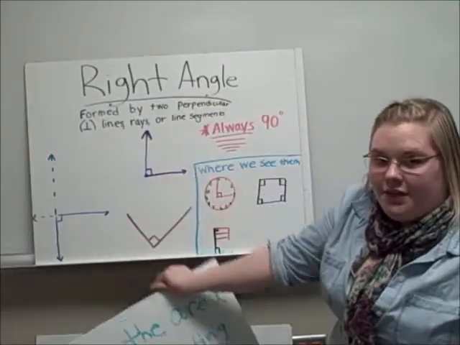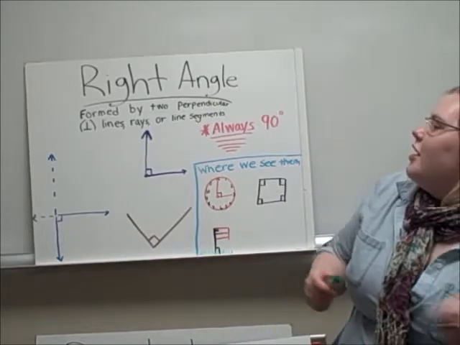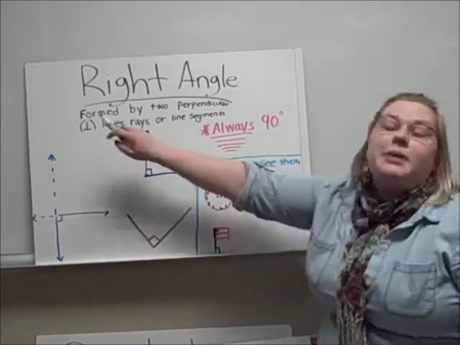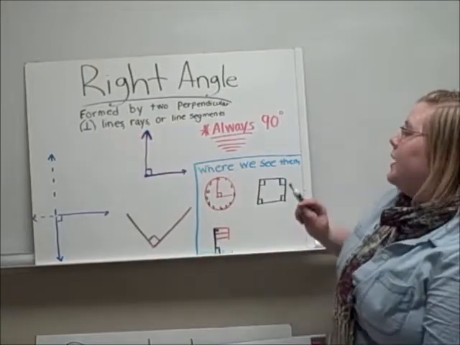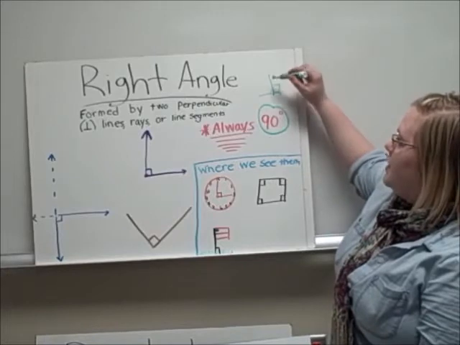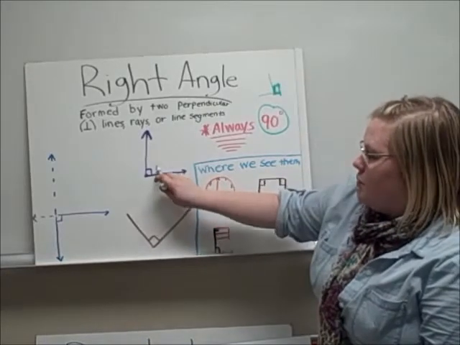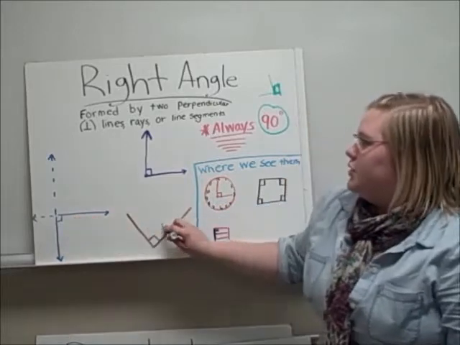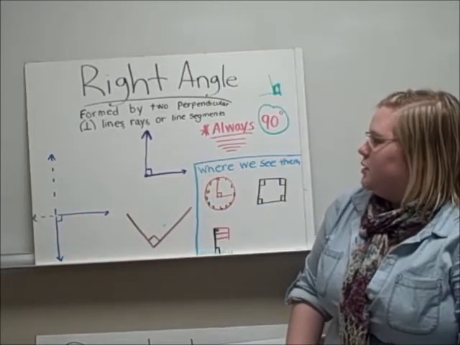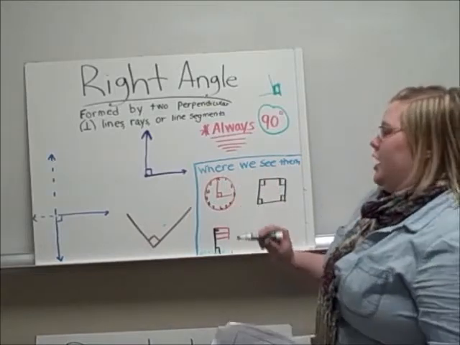A right angle is a very special kind of angle. It's formed by two perpendicular lines. If you remember what perpendicular means, lines that intersect at 90 degrees. And this little square symbol, remember, in the corner means we know it's a right angle. It measures 90 degrees. It's always 90 degrees. The measure of the angle is never going to change.